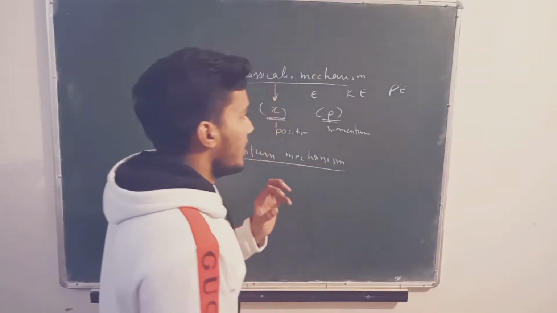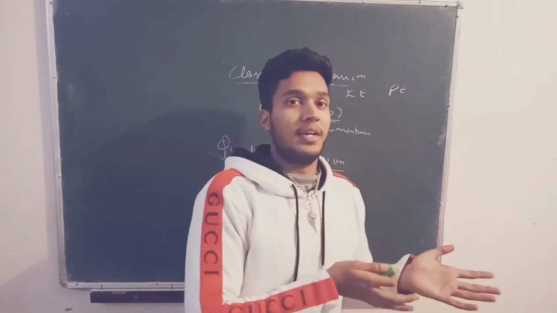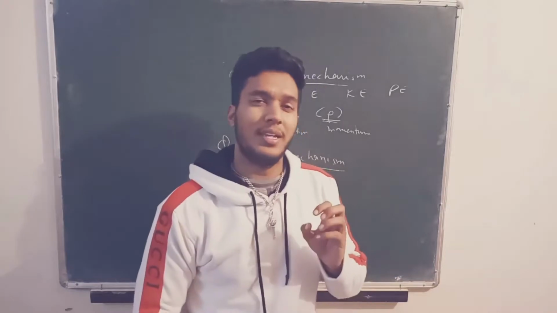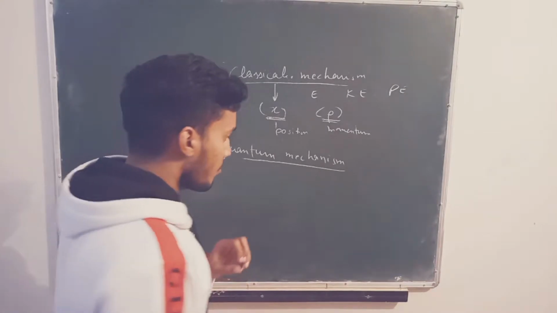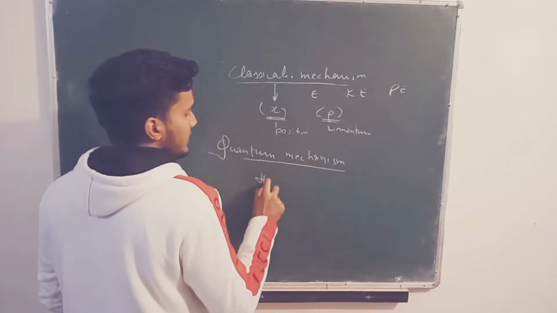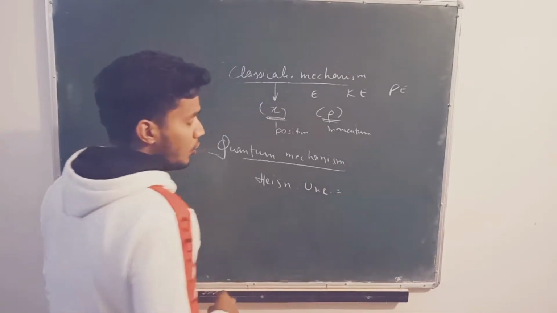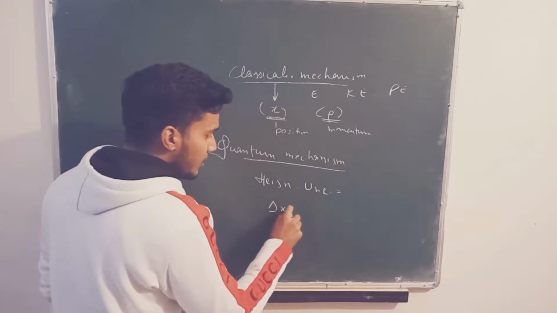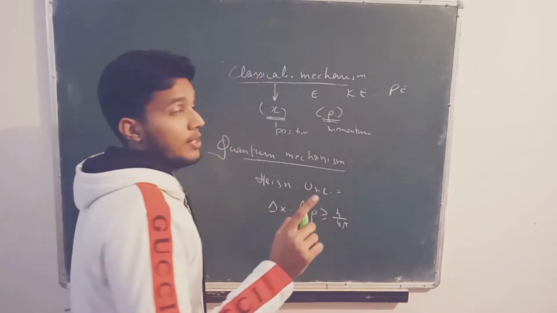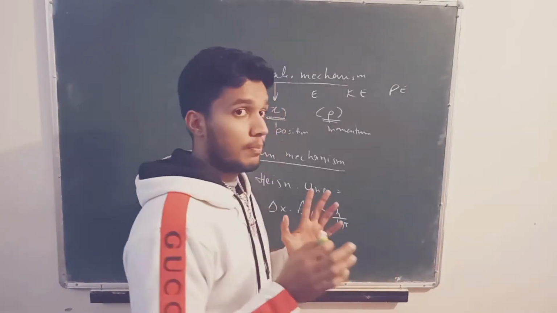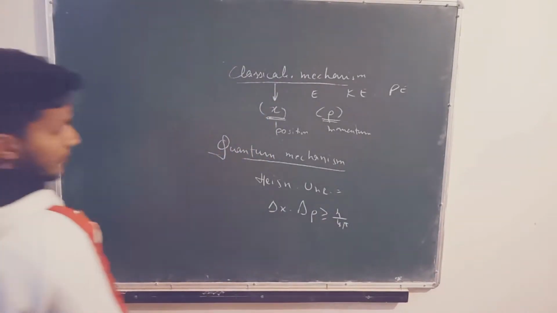Okay, but quantum mechanics is actually very different from classical mechanics. Now we will understand what the difference is between classical and quantum mechanics. Here we will study the Heisenberg uncertainty principle, which says that delta x times delta p is greater than or equal to h upon 4 pi. I strongly recommend you, please see this. What is the Heisenberg uncertainty principle?